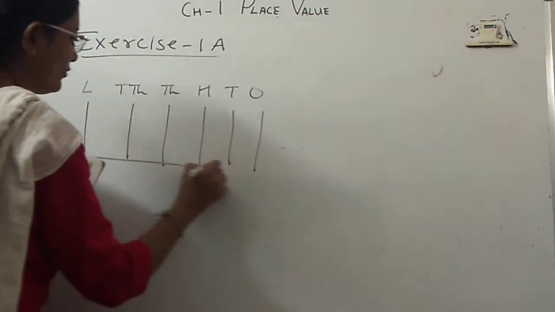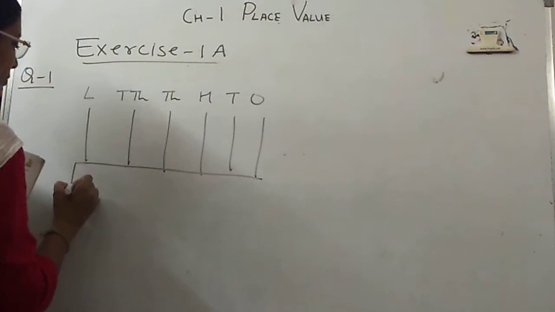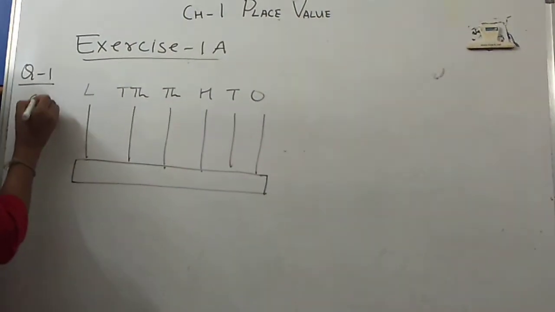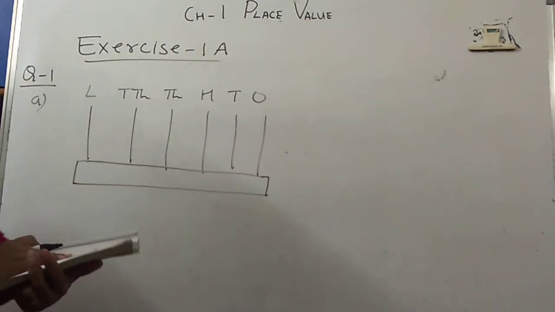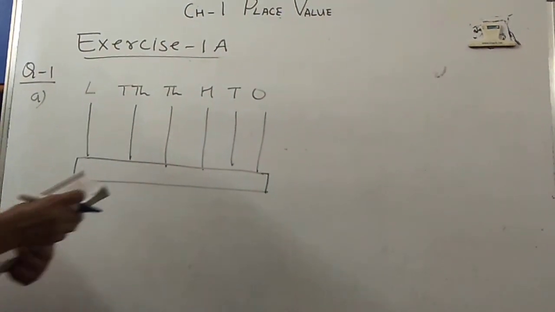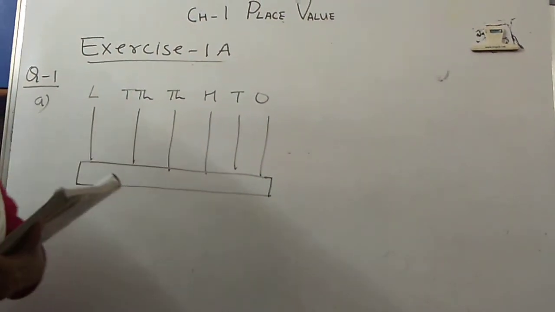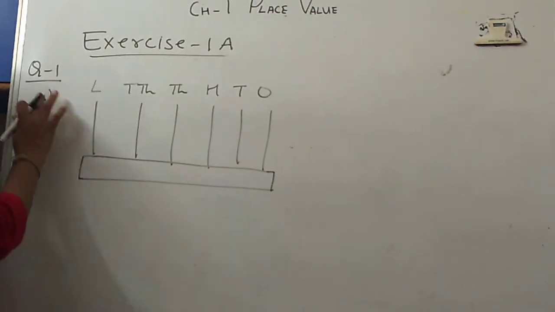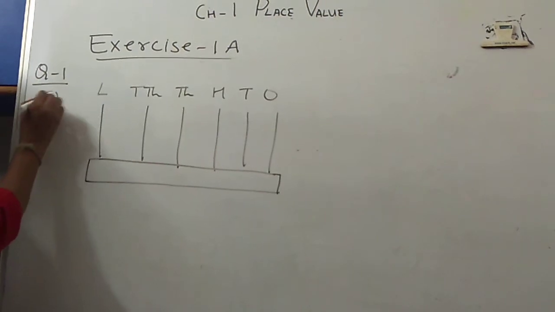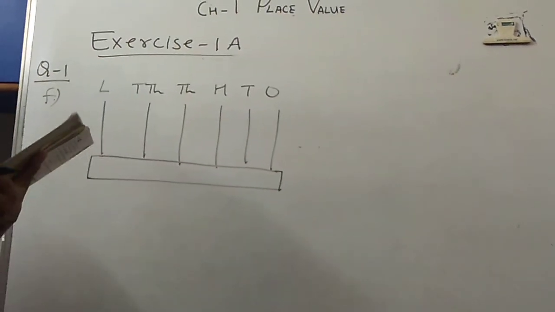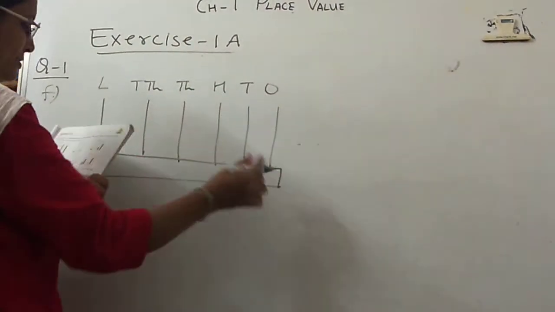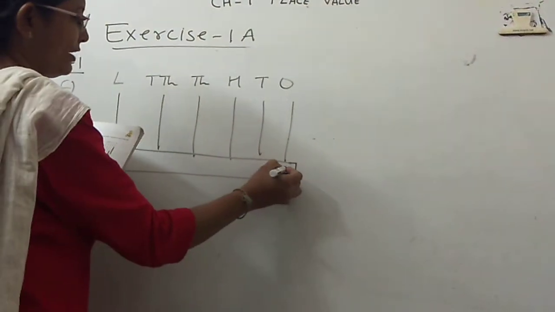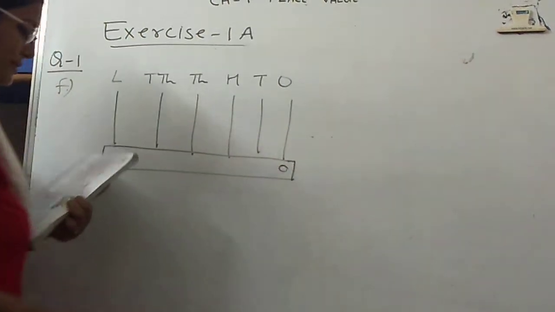What you have to do is just count the number of beads given here. Question number 1A, I am showing you about A. A is already done before in your textbook, so we are doing number F instead of A, right? In F, at the ones place, no beads are given, so we will write 0 in this place, okay?